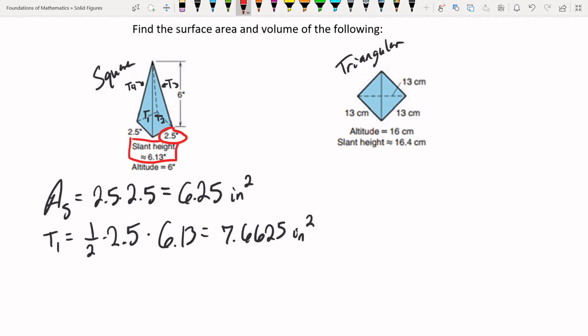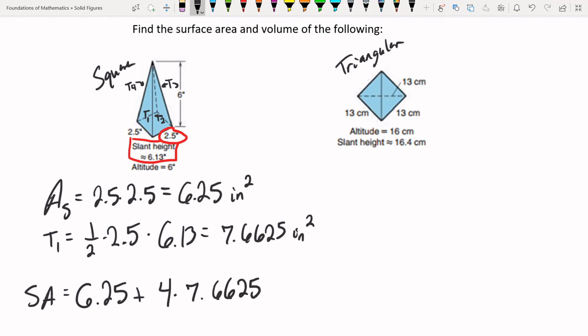Which means all we have to do to find the surface area of this whole square pyramid is to add up the base, the bottom square, and 4 of these triangular side areas, which each one is going to be 7.6625. So doing that, I get 36.9, and that is inches squared. So that's the surface area of this square pyramid.